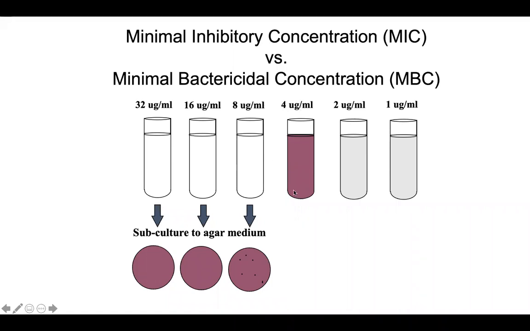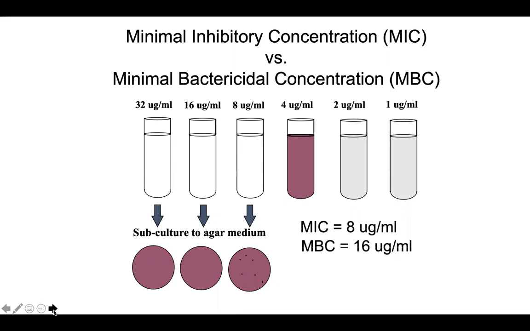It's usually very tedious because you've not yet finished. You need to get your MBC. So you do what we refer to as subculture on solid medium, and then see if there's any growth. For the one with 8 micrograms per milliliter, there is some growth, which means this cannot be the MBC because you have not killed all the bacteria. And so the first tube that gives you no growth is what we refer to as the MBC.